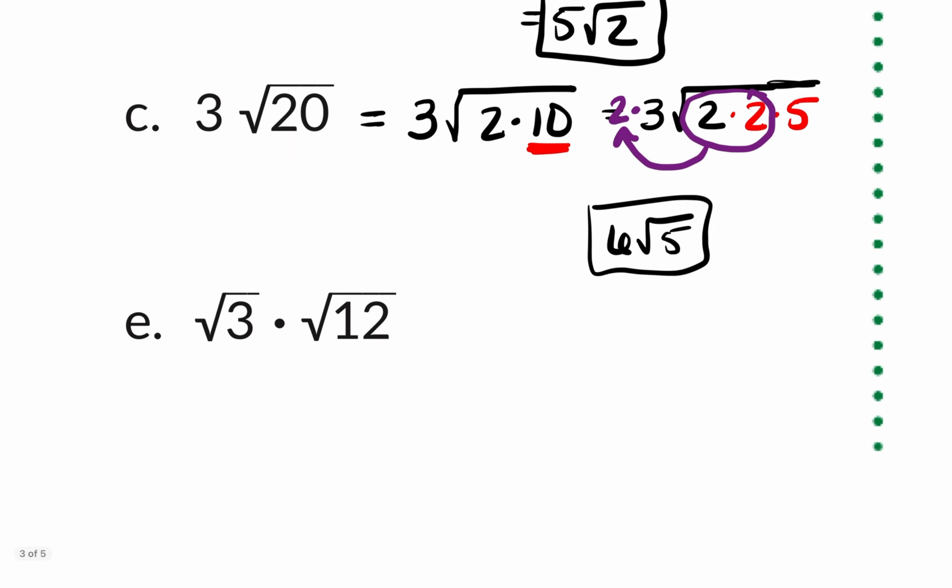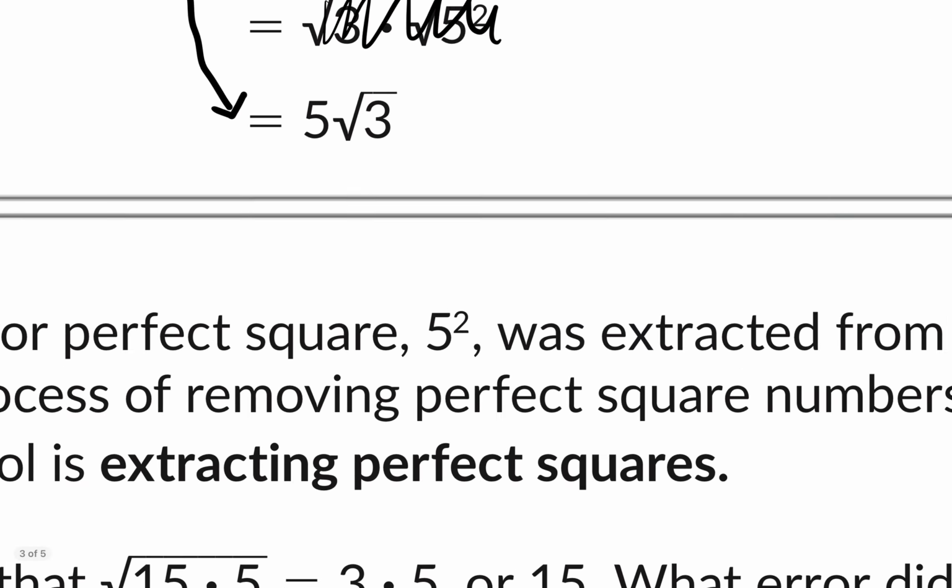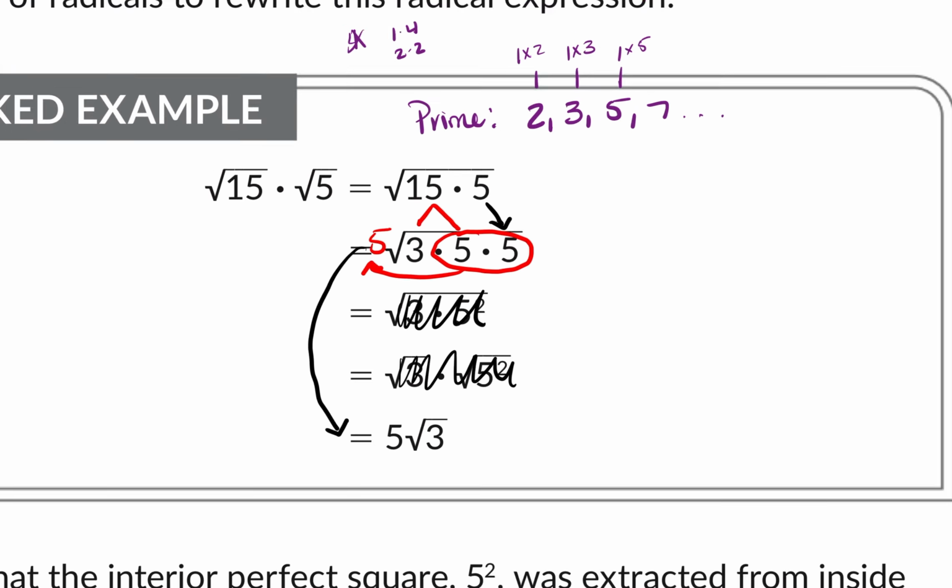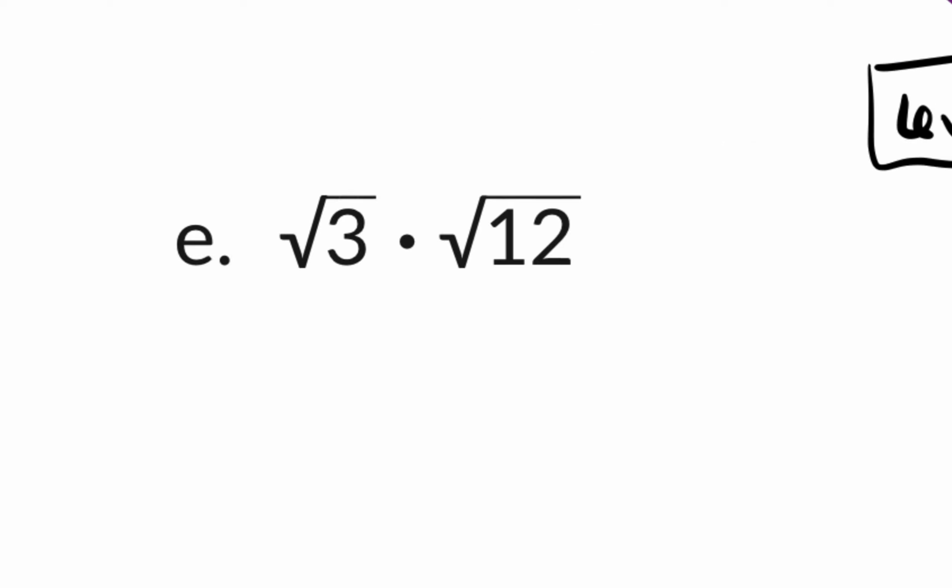So again here, if you decide to keep them separate, you can. For example, you don't have to bring them together like we did on this one. You can leave them separate. So here's a way you can do that. 3 just stays square root of 3, but I can bring down the 12. I can do 2 times 6, right? I can break down the 6 by 2 times 3.